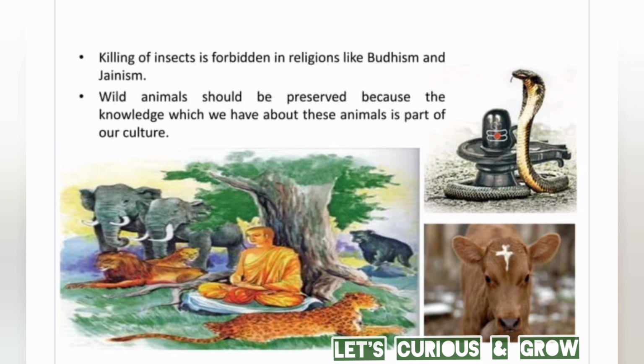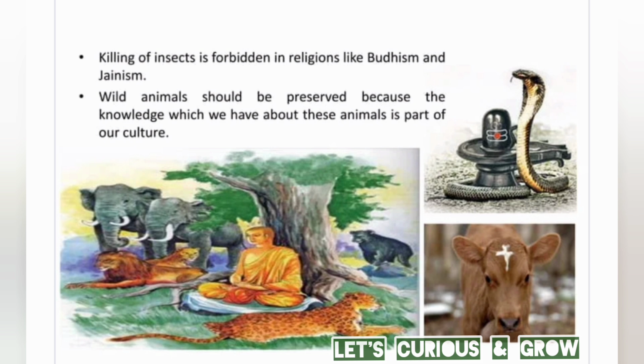The killing of insects is forbidden in religions like Buddhism and Jainism also. Wild animals should be preserved because the knowledge we have about these animals is a part of our own culture. That's why cows are worshipped, and snakes are worshipped. There are many types of interlinkage between them.